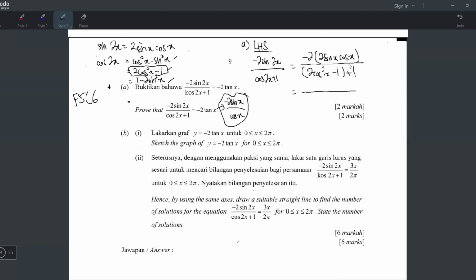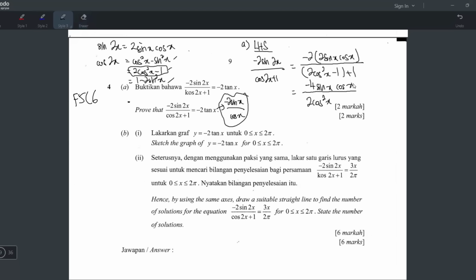Okay, negative 1 plus 1 will just be 0, and then you're left with 2 cos square x minus 1, right? Then what about the top here? The negative 2 you can times 2, so it becomes negative 4 sine x cos x. But the negative 1 is not there anymore, right? Because negative 1 plus 1 is 0 already. So just leave it like that.